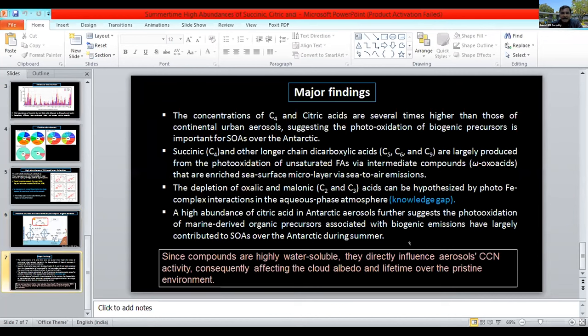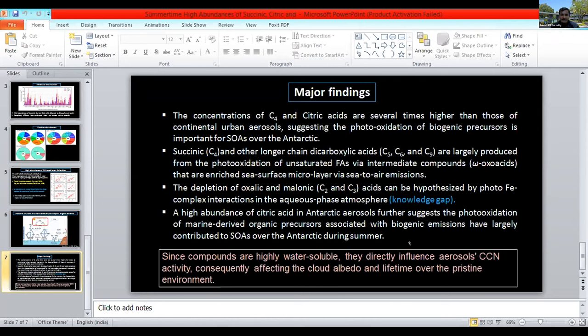Concentrations of C4 and citric acid are several times higher than those in continental urban aerosols, suggesting that photooxidation of biogenic precursors is important for the secondary organic aerosols in the Antarctic. Succinic acid and other longer chain diacids such as C9, C6, C5 are largely produced from the photooxidation of unsaturated fatty acids via intermediate compounds that are enriched on the sea surface microlayer through the sea-to-air emission. The depletion of C2 and C3 acids can be hypothesized by organometallic interactions in the aqueous atmosphere. Very limited studies are available on this degradation of oxalic acid into carbon dioxide gas. So many studies are required to better understand these organometallic interactions in the atmosphere.